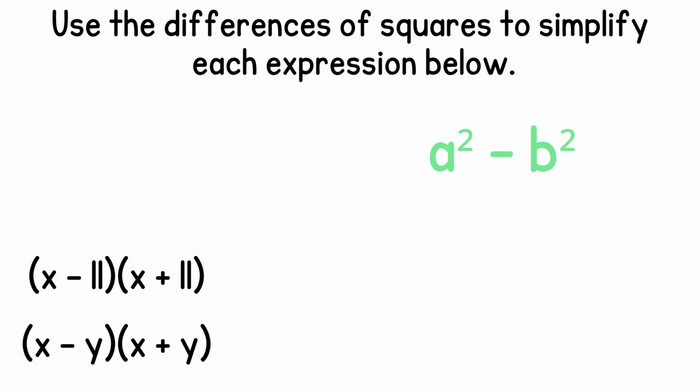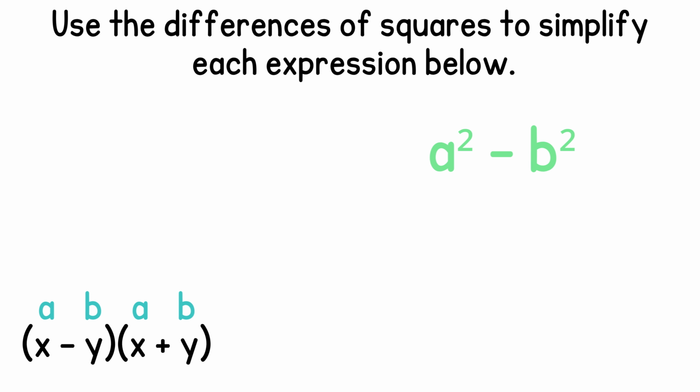Now we'll look at x minus 11 times x plus 11. So a is x, and b is 11. So a will become x, and b will become 11, and 11 squared is still 121, so we can simplify this. Now let's look at our last one. a is x, and b is y. So a becomes x, and b becomes y.